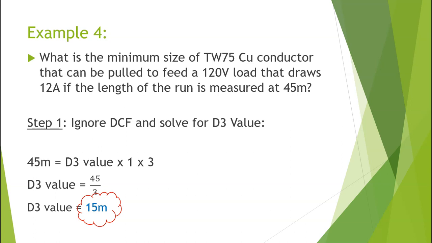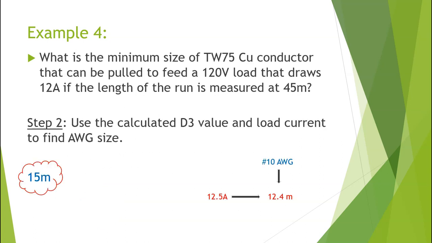Now what I have to do is go into table D3, use that 15 meters and an appropriate level of current based on our actual load current. Our load current is 12 amps. That isn't an option in table D3, so I use 12.5 amps, and I go across that row until I get to a number that is as close as possible to 15, but lower, and therefore the number is 12.4 meters.